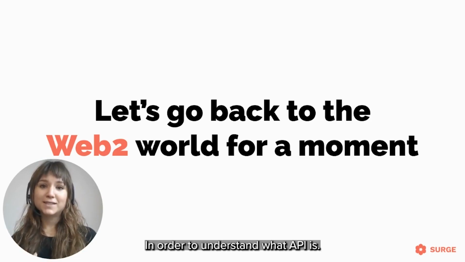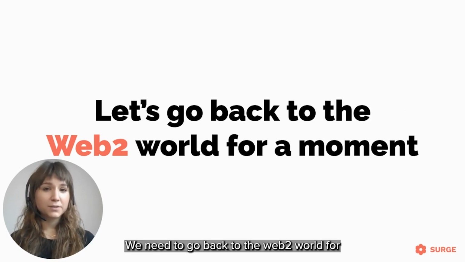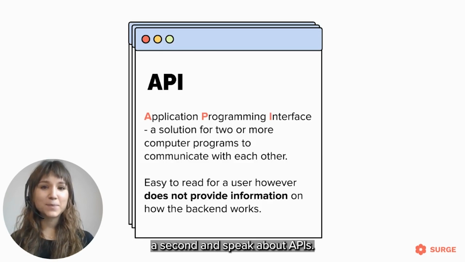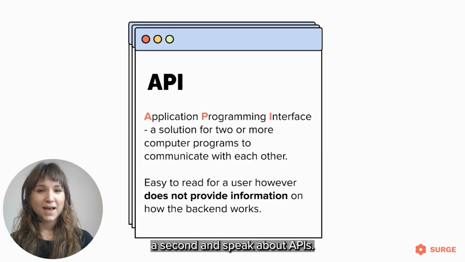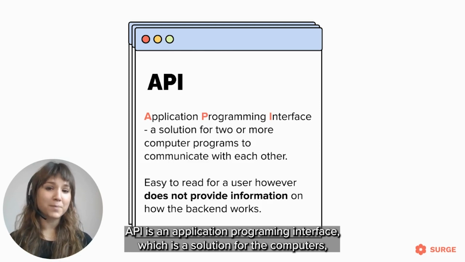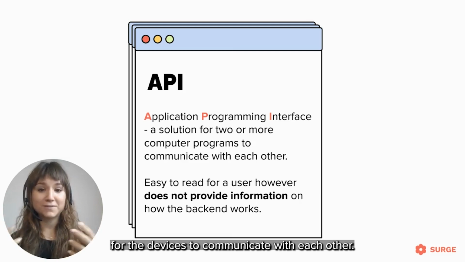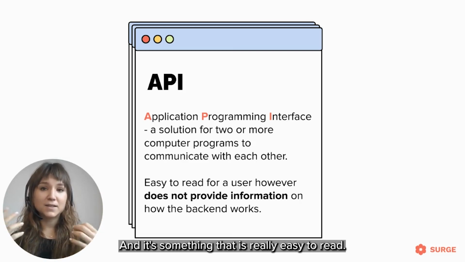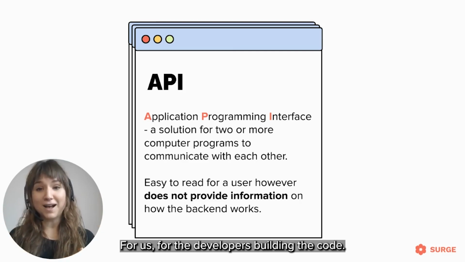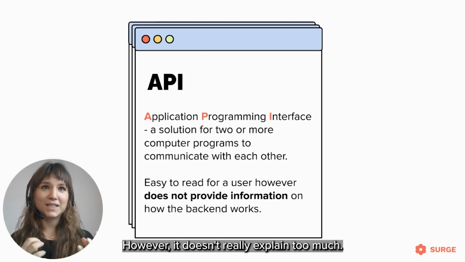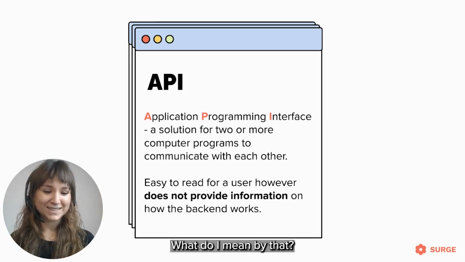In order to understand what ABI is, we need to go back to the Web2 world for a second and speak about APIs. API is an application programming interface, which is a solution for computers and devices to communicate with each other. And it's something that is really easy to read for us, the developers building the code. However, it doesn't really explain too much. What do I mean by that?